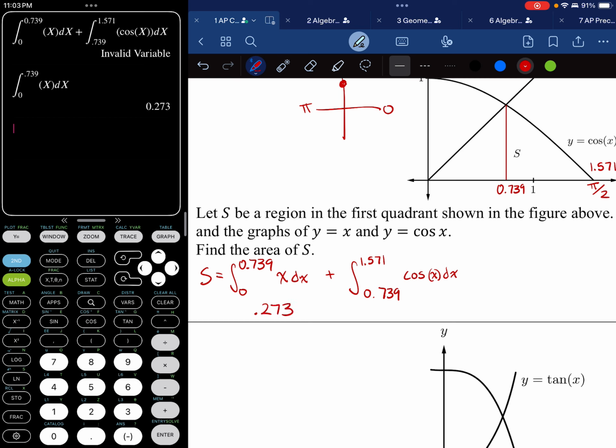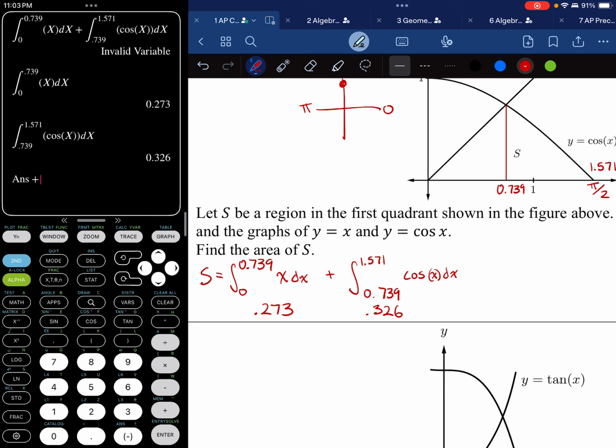0.273. And then I'm going to do math 9, integral between 0.739 and 1.571 of cosine of x. It liked that one for whatever reason. What did I type in wrong in the last one? I don't understand. It's going to be 0.326. And adding those together, I have a calculator, so I'm just going to do it for me.